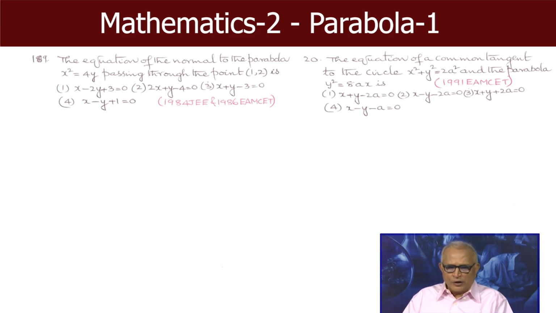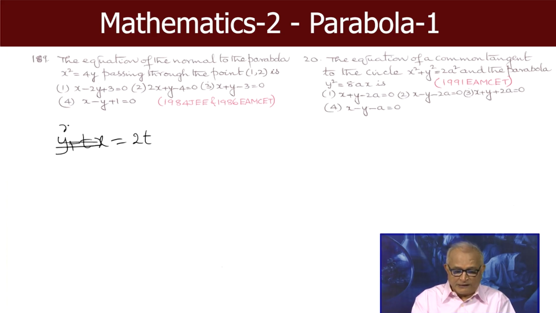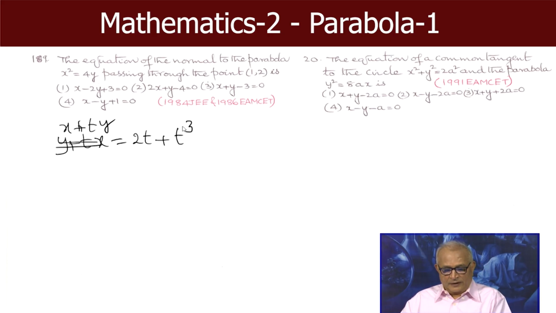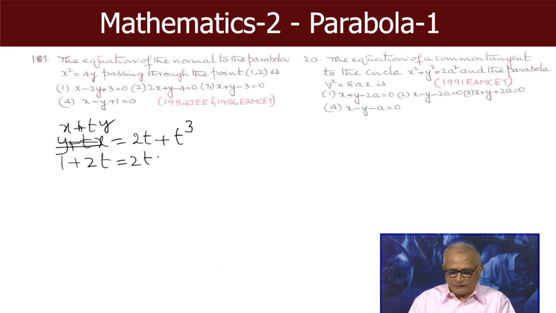So the normal to the parabola is y plus tx equal to 2at plus at cubed. Here a is 1, and it is not y plus tx but x plus ty, because x square equal to 4y; the x and y roles have changed. x plus ty equal to 2at plus at cubed, that changes. This passes through 1, 2. 1 plus 2t is equal to 2t plus t cubed, which gives t cubed equal to 1, t equal to 1.